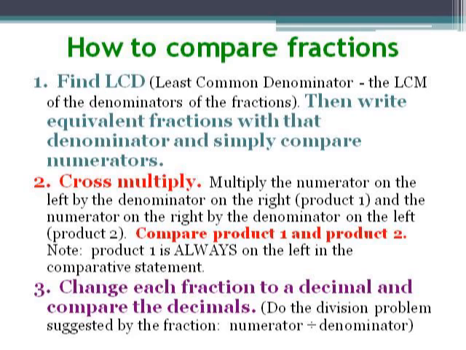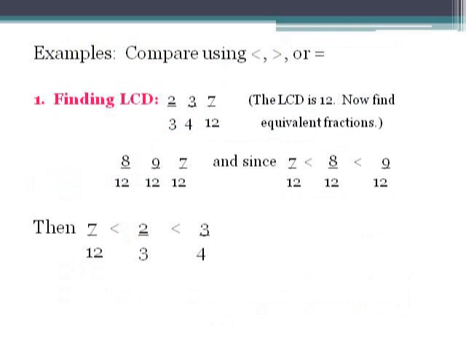And our third way to do it is to change the fractions to decimals. We do that with a calculator. So actually divide it and then compare the decimals. Whichever fraction has a larger decimal also has a larger fraction. So let's look at some examples.